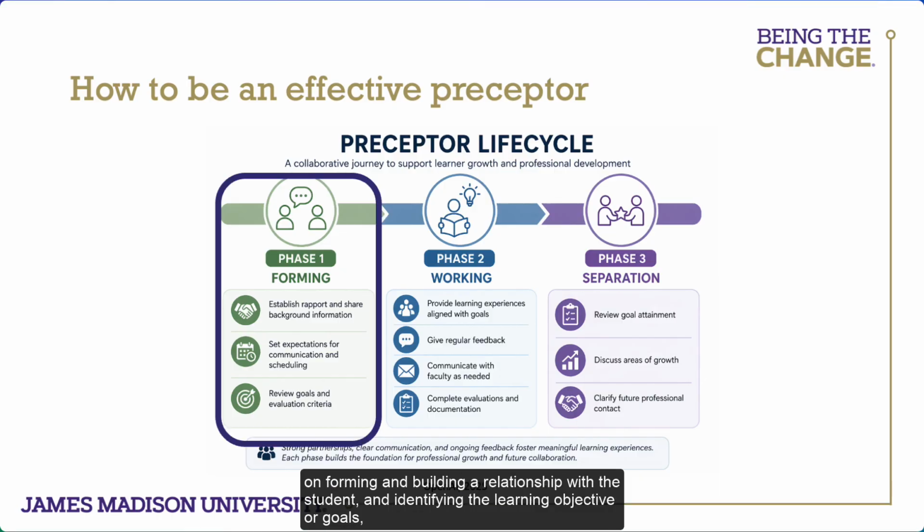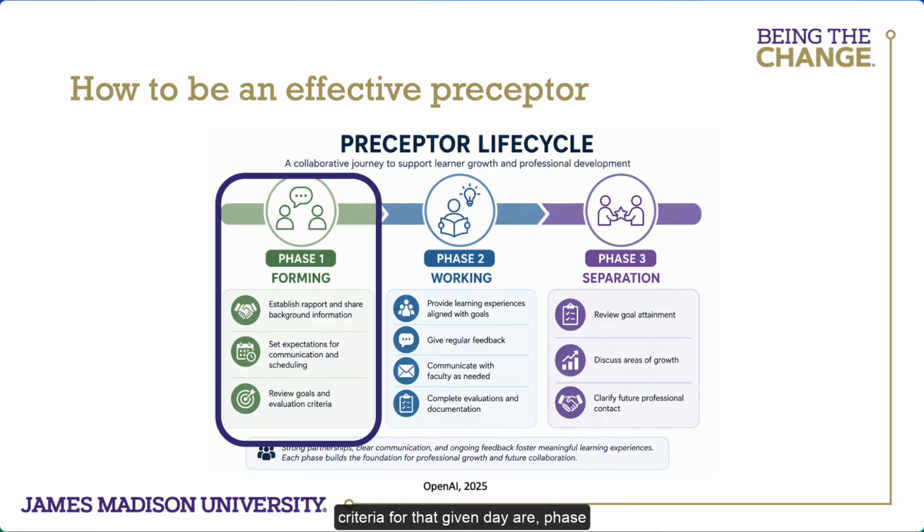Phase 1 focuses on forming and building a relationship with the student and identifying the learning objectives or goals, collaborating with the student to determine ways these goals can be met, and ultimately what the evaluation criteria for that given day are.